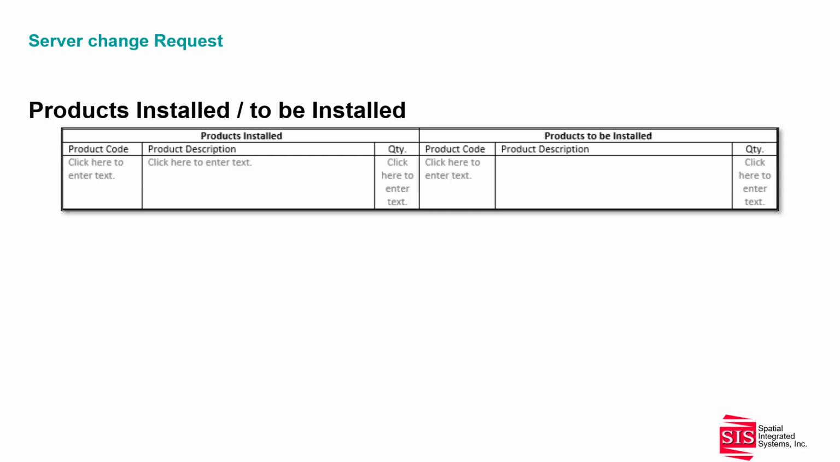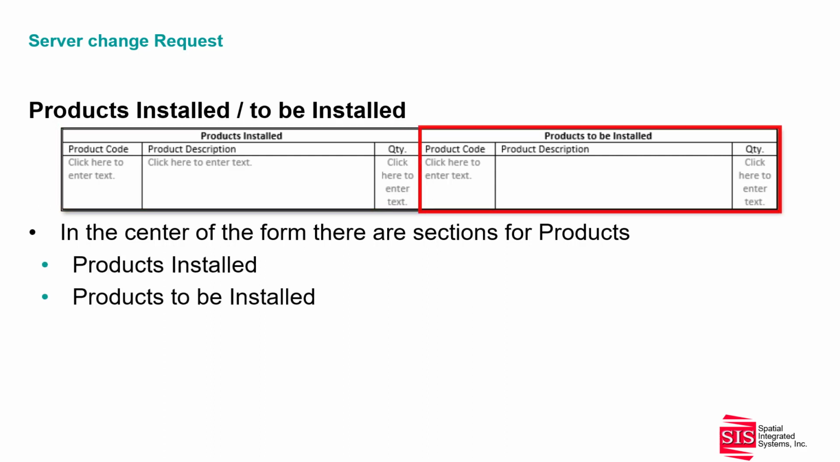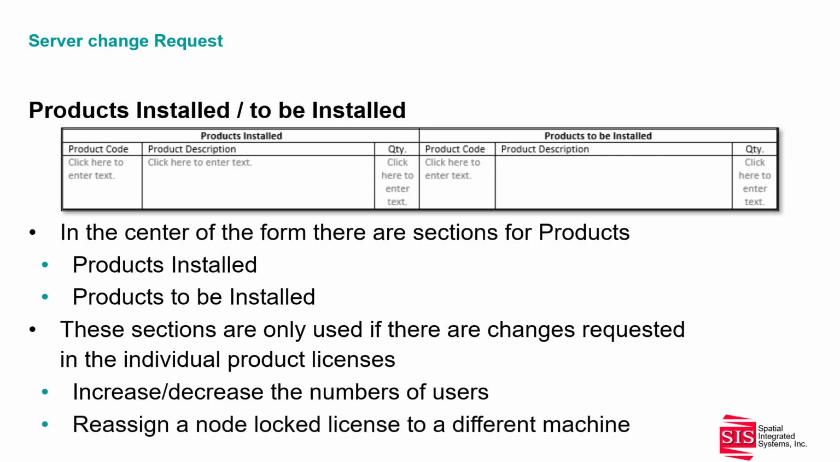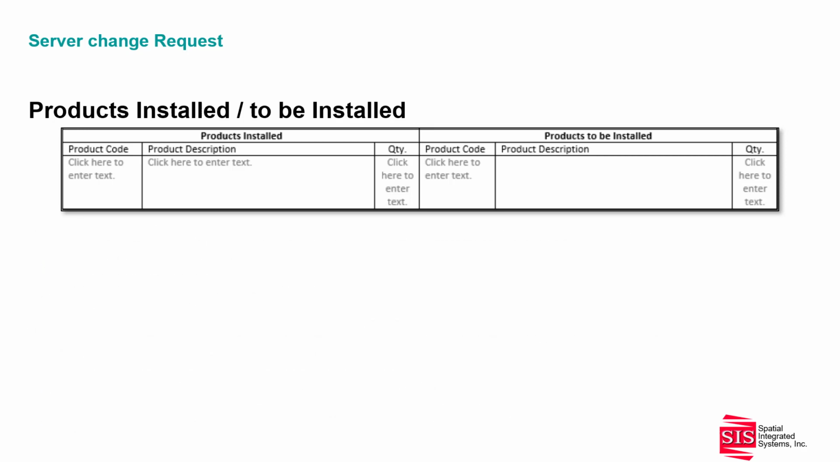Products installed and products to be installed. In the center of the form, there's a section for products. There is a products installed and products to be installed. These sections are only used if there are changes requested in individual product licenses, such as to increase or decrease the number of concurrent users, or to reassign a node-locked license to a different machine. If none of these conditions apply, you should leave this area blank.